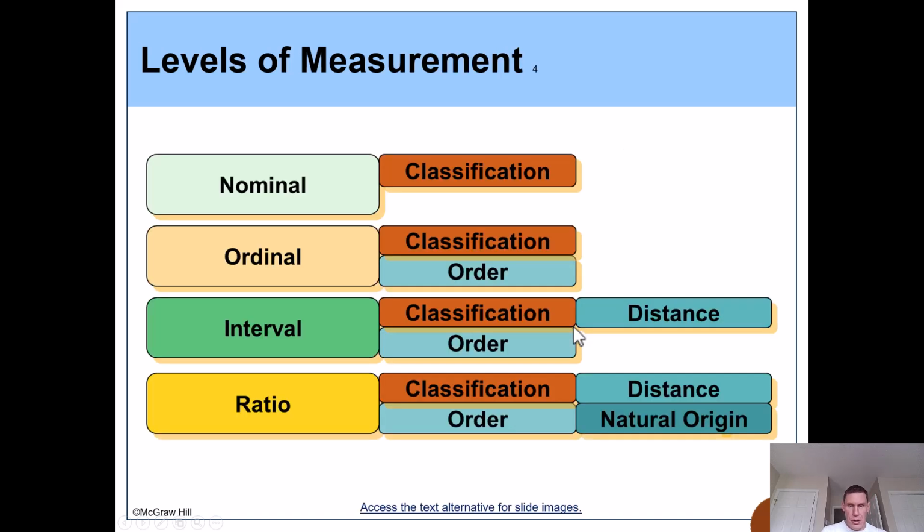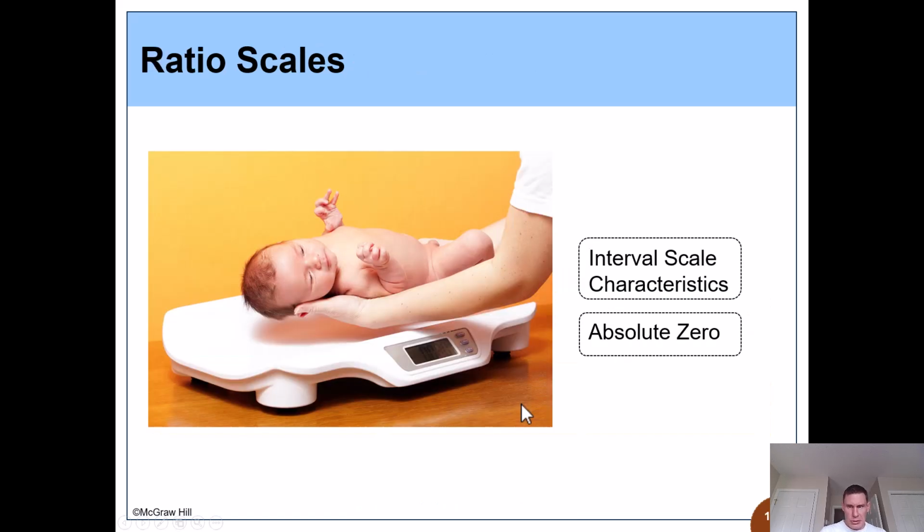And then finally, the ratio. So the ratio is kind of like the highest and most complex one, if you will. And here we have a distance, but we also have a natural origin. So I'll kind of explain that a little more here. The idea of the ratio is that there is an absolute zero. So, for example, in this example, they're putting a baby on scales. If there's nothing on the scales, then the scale reads zero, and there is an absence of weight, right? There is no weight on there at all.